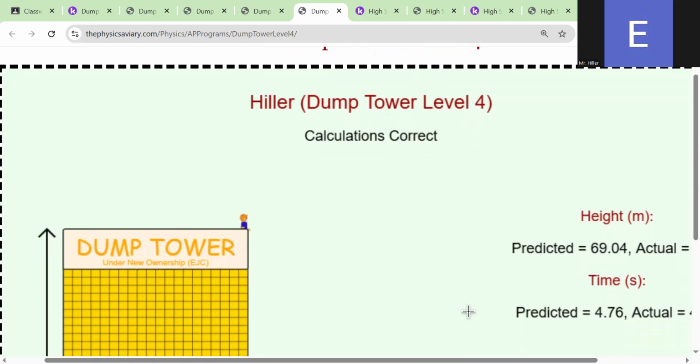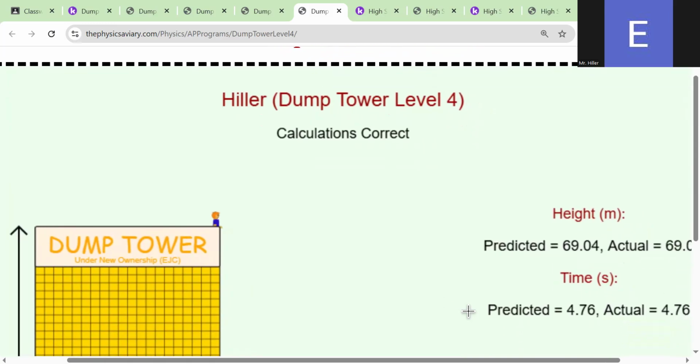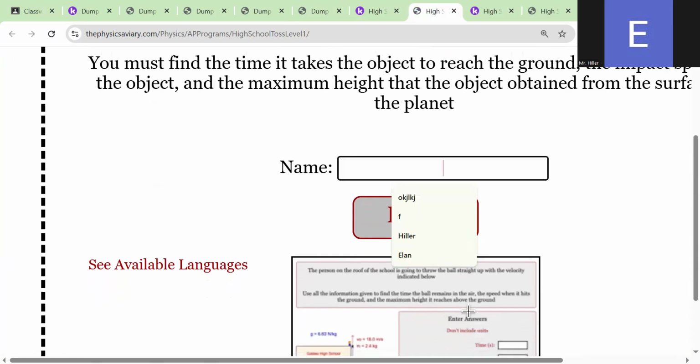All right, and there we go. Again, hopefully you were able to get question 4 right as well. If so, on to question 5. Put your name into the program.